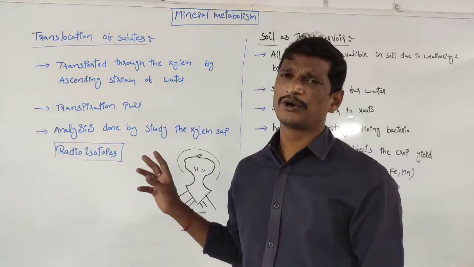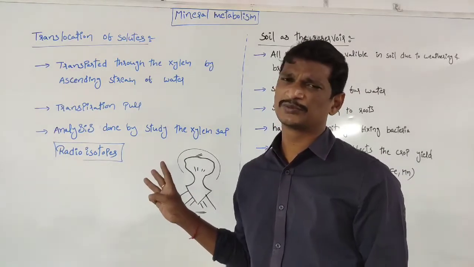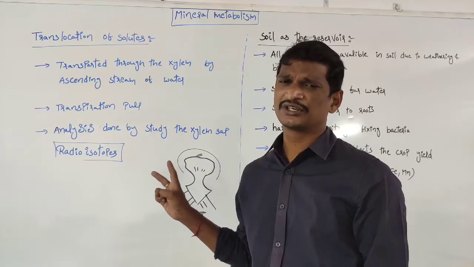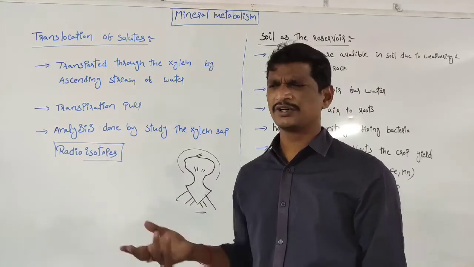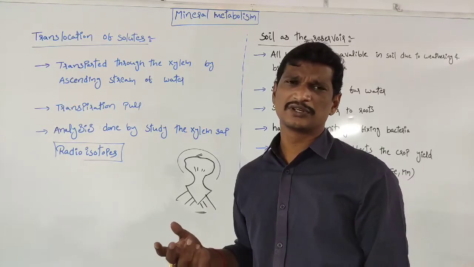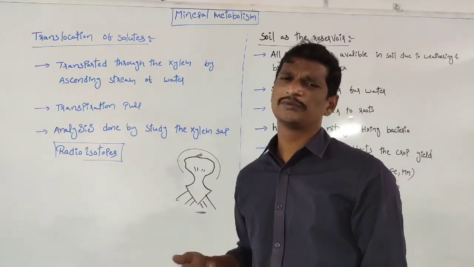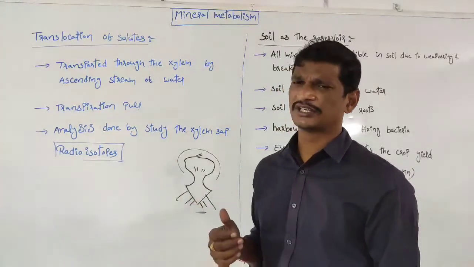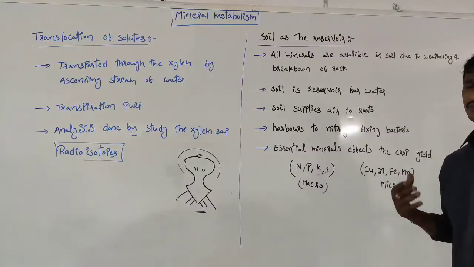Remember, the main points here are: one, the ascending stream mechanism; next, the transpiration pull mechanism supporting it; third, the detection of the minerals which are transported by the xylem. First of all, we check whether xylem is responsible for the transportation of minerals or not. After that, we check what types of minerals are transported by the xylem by the usage of radioisotopes. That is about the translocation of solutes.